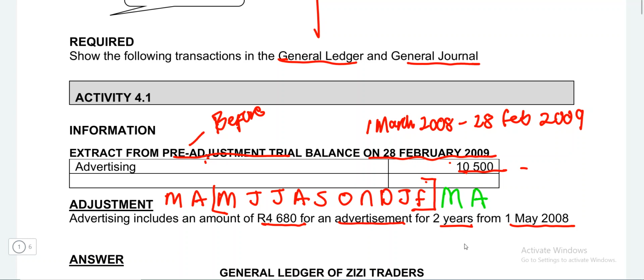Now, we were actually supposed to pay advertising from May. So it's going to be May, June, July, August, September, October, November, December, January, February. We need to check how many months these are. These are the months that we were supposed to pay this advertising for. So it's 1, 2, 3, 4, 5, 6, 7, 8, 9, 10. So in other words, our advertising was supposed to be paid for 10 months.